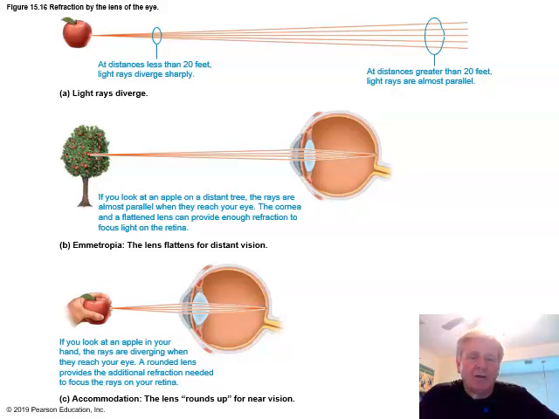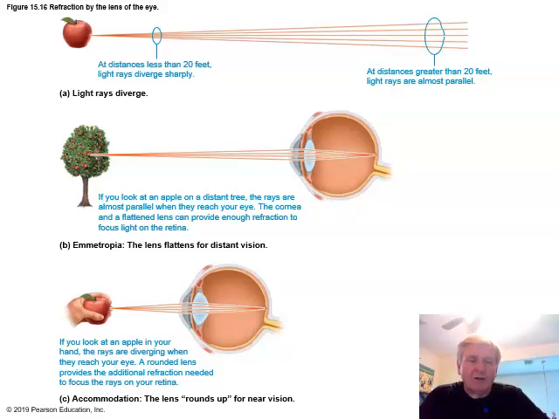So if you see a person that has normal vision, emmetropia, that means the lens is flattened for distant vision. If you look at an apple on a distant tree, like you see in this situation, figure B, the rays are almost parallel when they reach the eye, as you can see from the illustration. So the cornea and a flattened lens is all that's needed to provide enough refraction to focus the light on the retina and get a sharp focal point.